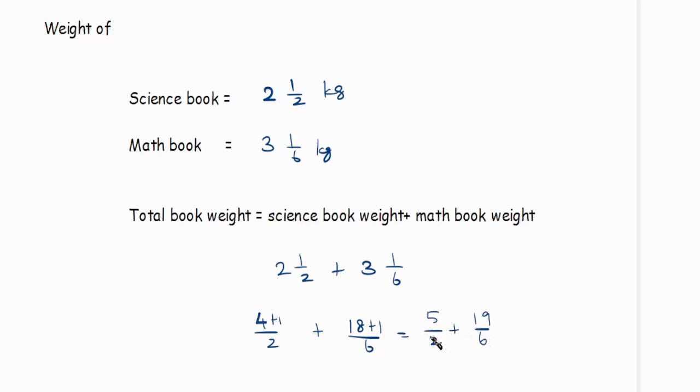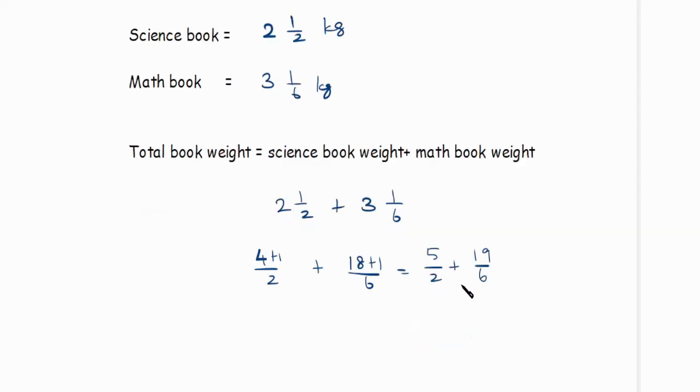Now this cannot be added because the denominators are not the same. To get the common denominator, the common denominator is 6. This can be obtained from 2 and 6: 2 into 3 is 6. By this way you can find the common denominator. After that you have to add, so you have to multiply each value to get the common denominator.